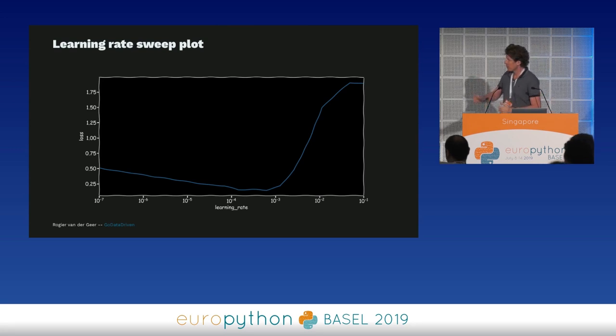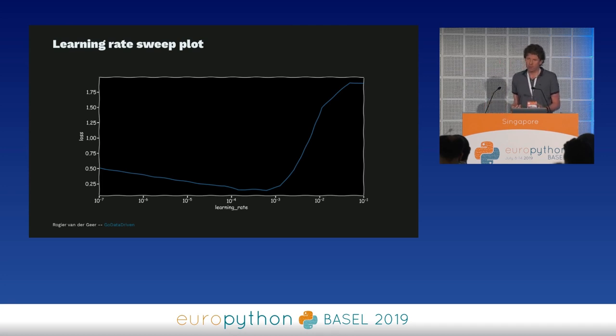Typically what you see is that first you have some value of loss, and as you increase the learning rate, your loss will go down until at some point it will go up all the way until your model doesn't do anything anymore. So what we found here is that typically something like 10 to the minus 3 is the optimal learning rate. So that's what we set it to.